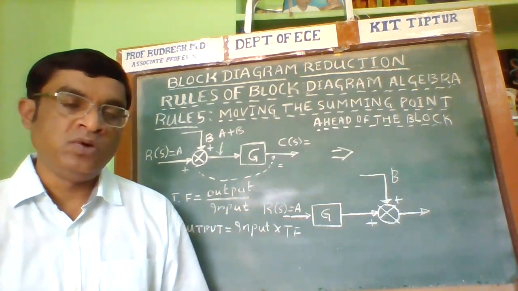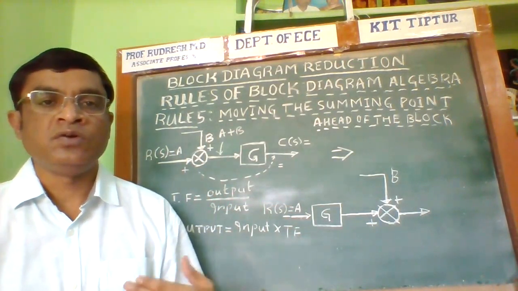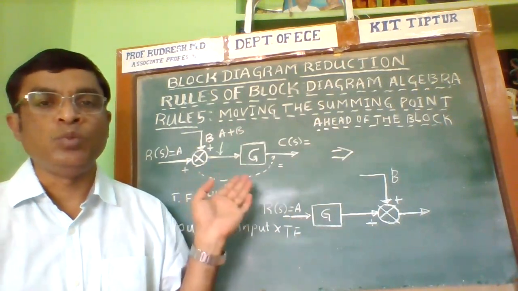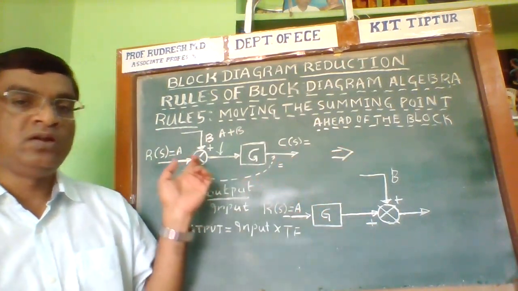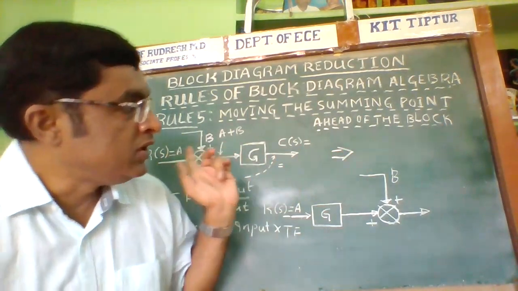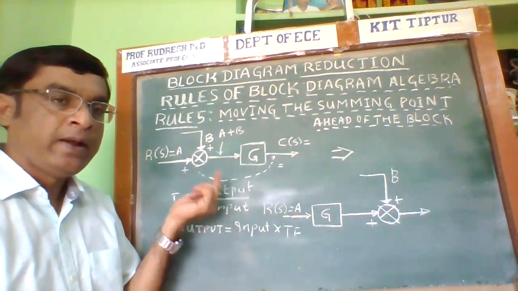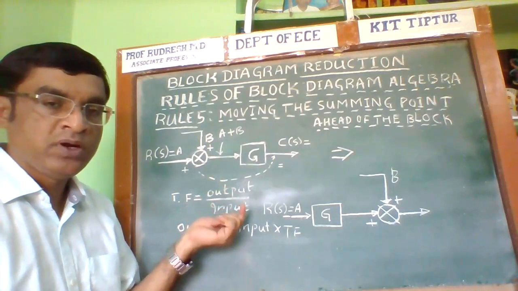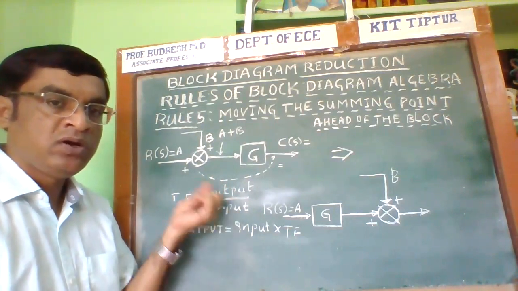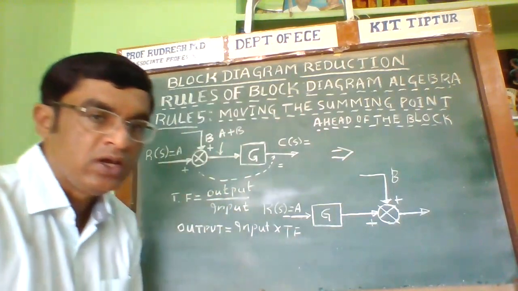In today's session, the next rule of block diagram algebra is moving the summing point ahead of the block. Here, suppose this is the summing point. You know that the summing point, the branch point or take-off point, and the blocks are the elements for constructing the block diagram.